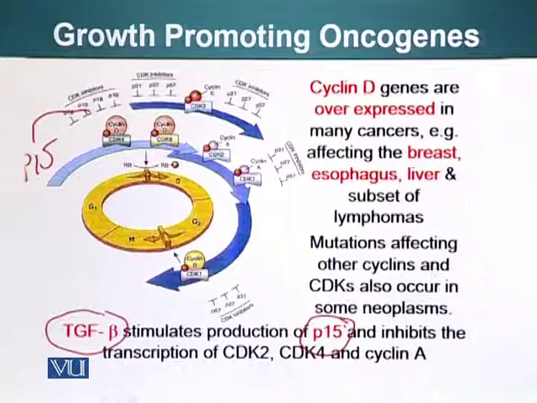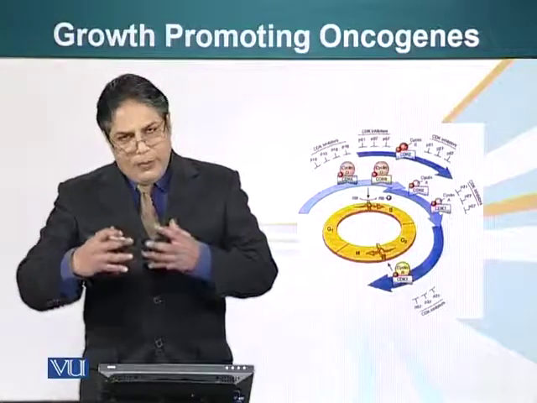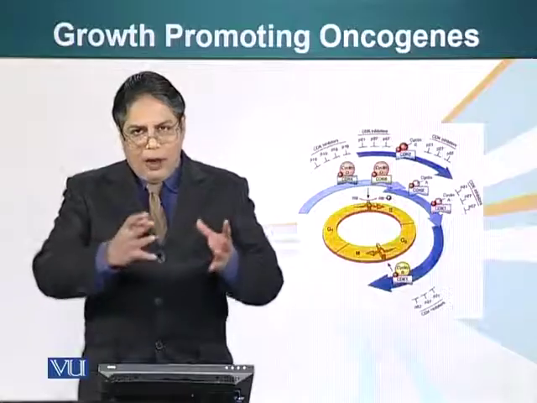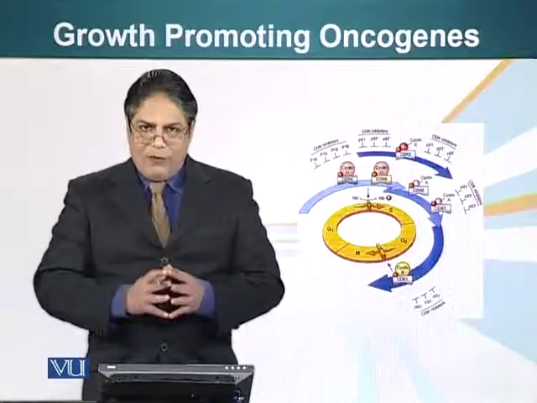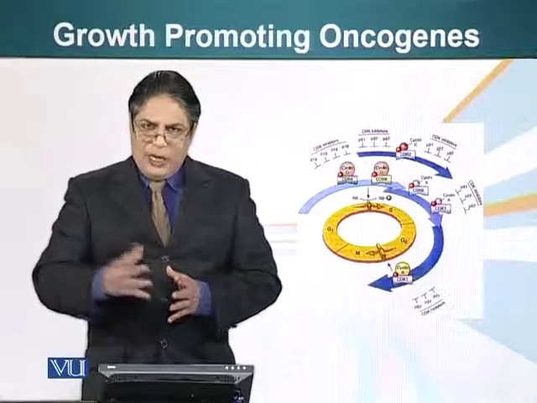So here we have just talked about how cyclins and CDKs, if there is a mutation in them, can result in neoplasms, and how there are other molecules that inhibit their function. We will continue our discussion of neoplastic transformations in the next module.